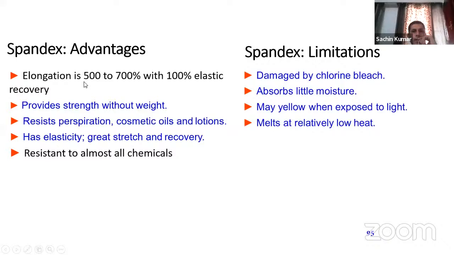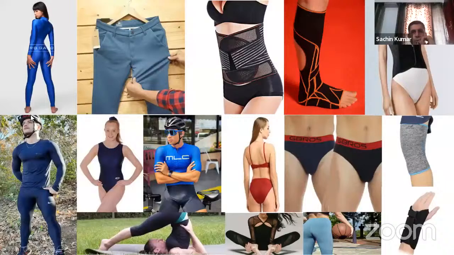Most undergarments are made up of this, providing strength without weight, very light in weight, high elasticity, and almost resistant to all chemicals. It is damaged by chlorine bleach and absorbs little moisture. These are its limitations. So these are the products: body fitted garments always contain Lycra, and stretchable denims nowadays also contain Lycra.